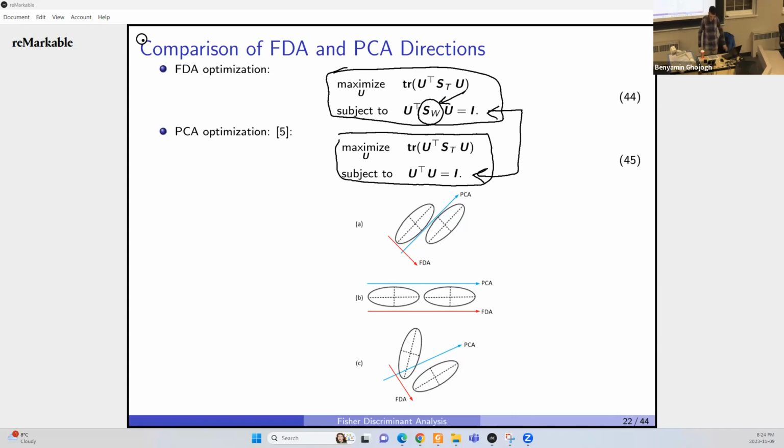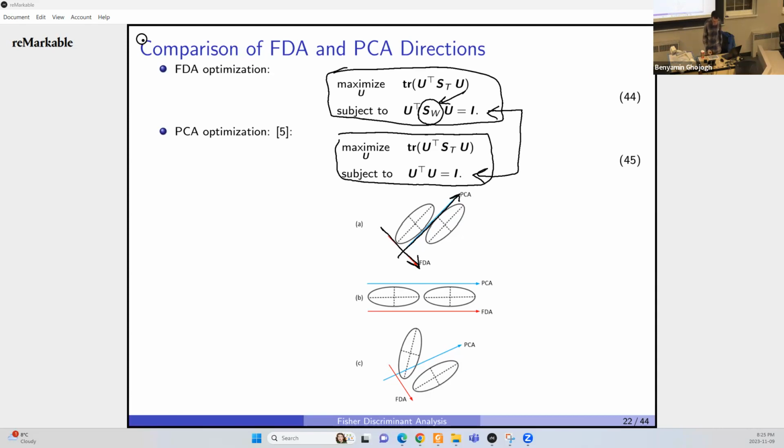But also, the PCA and FDA directions can be any in relation to each other. For example, in this figure A, they are perpendicular to each other. Can you understand why PCA is this and FDA is this? Consider these two classes. What is the direction of PCA? The direction of most variance of data, right? Of course, this is the most variance of data. What is the direction of FDA? The direction of most separation of classes. This is the most separation of classes. In this case, they became perpendicular.